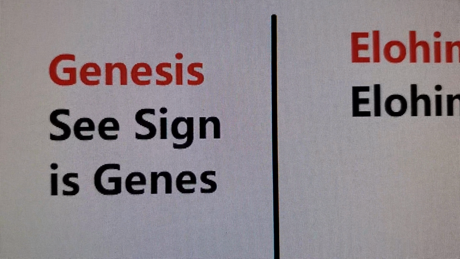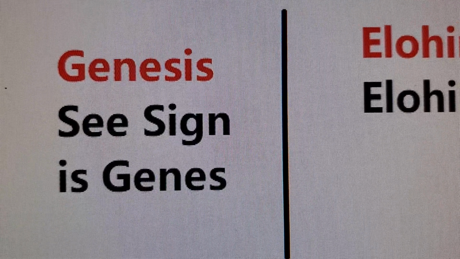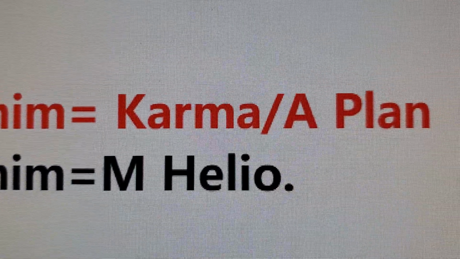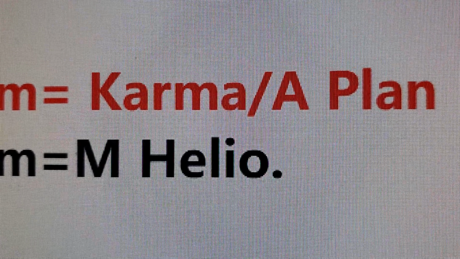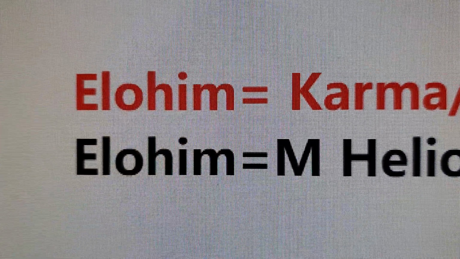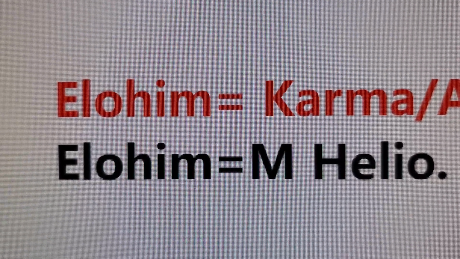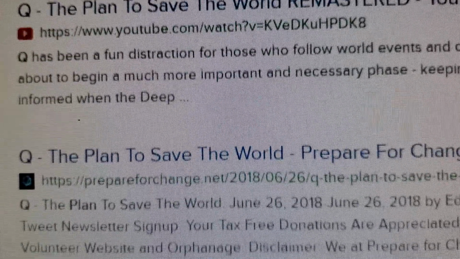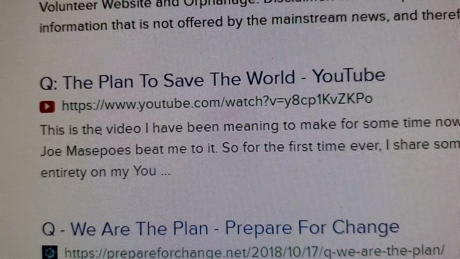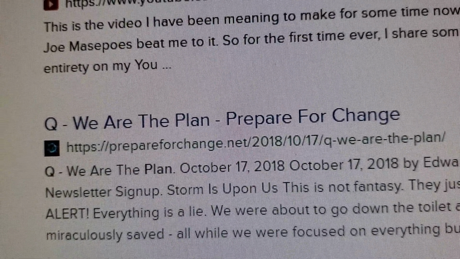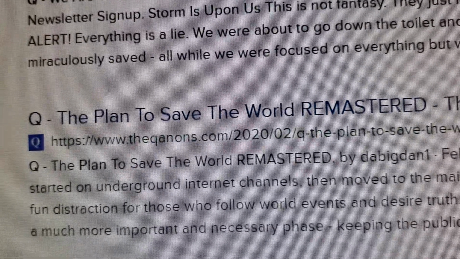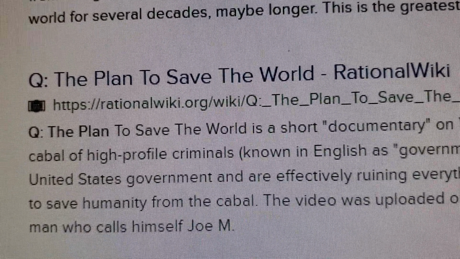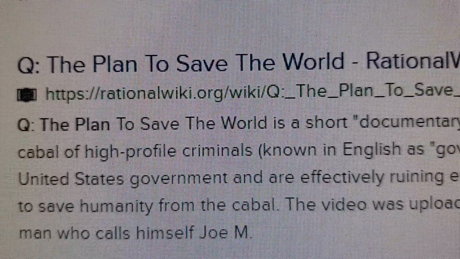Okay, so I want to go back to the seed sign in Genesis and the Elohim, which also has a gematria of karma and a plan. And you know all the things that we're hearing about Q a lot? So we're seeing a lot of the plan. The plan to save the world. Anyone who follows Q is all into the plan to save the world. That's what all the patriots are waiting for, the plan. So I wanted to share with you some of the things that I saw when I looked into the plan.